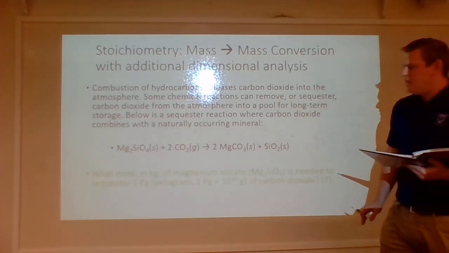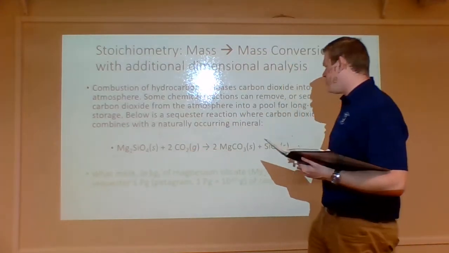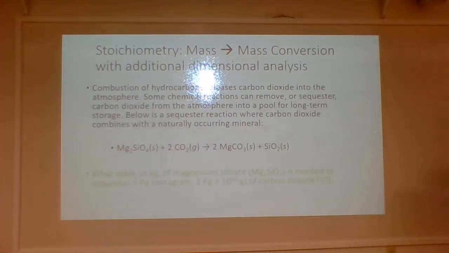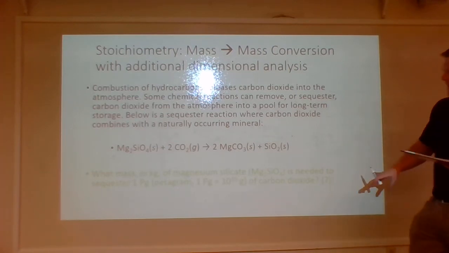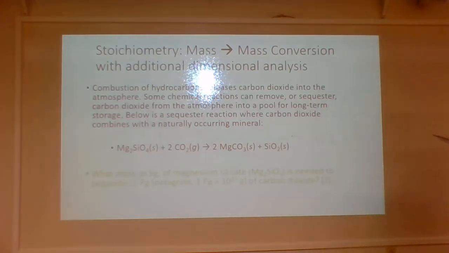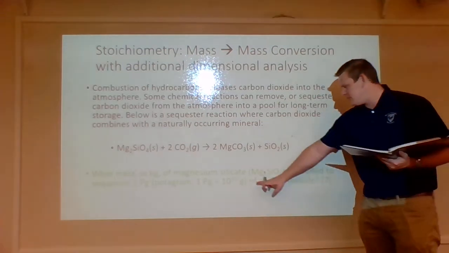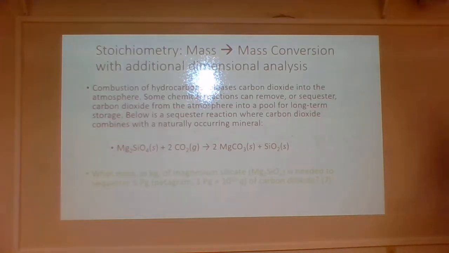Okay, so we have this sequestering reaction that occurs down here. Again, you want to go through to make sure that that chemical equation is first balanced before you move on. Okay, so you can take a moment to take a look at that, and I'll show you that the equation is balanced. So we asked the question, what mass in kilograms of magnesium silicate, which is this Mg2SiO4, is needed to sequester 1 pentagram, so that is 10 to the 15 grams, of carbon dioxide?